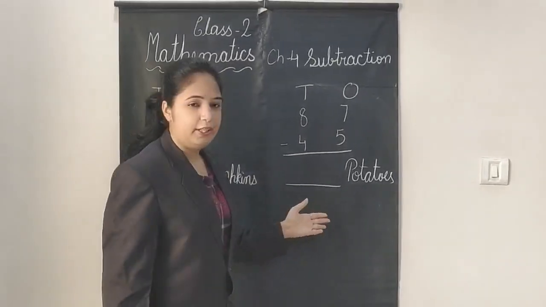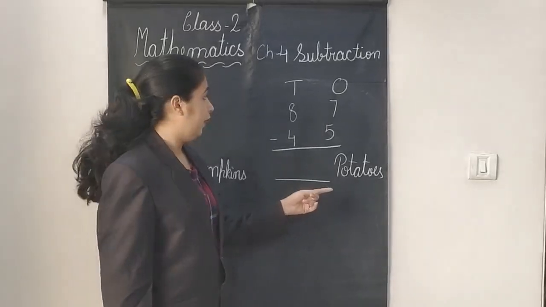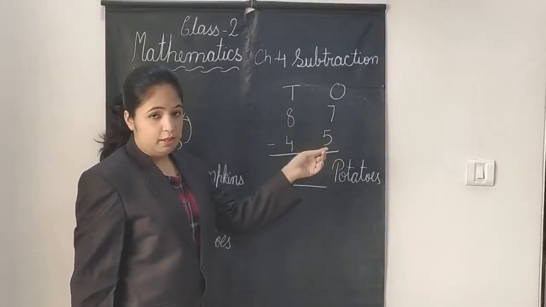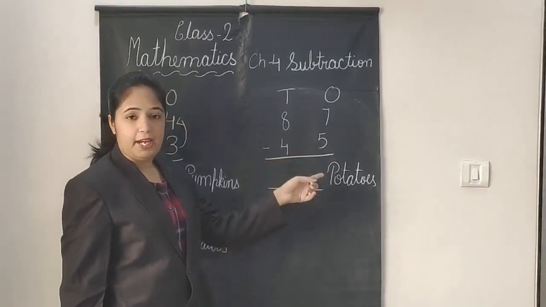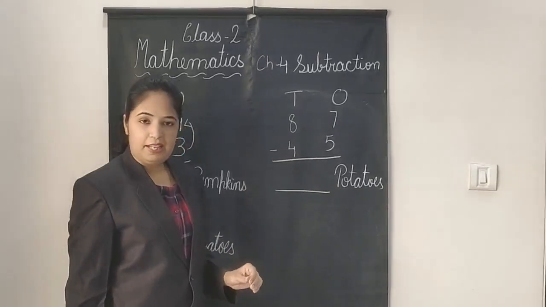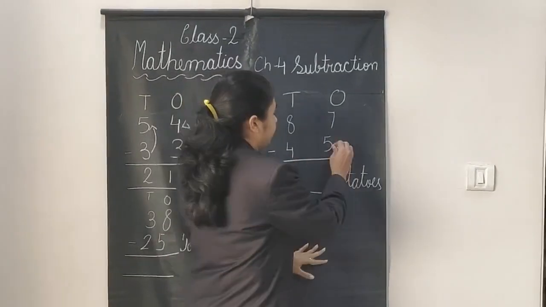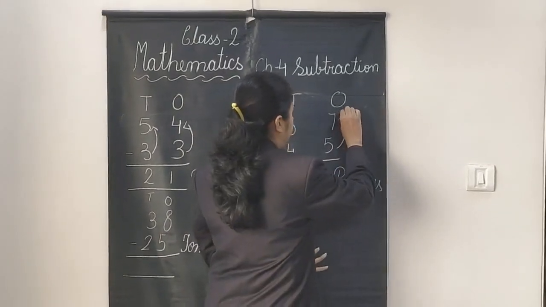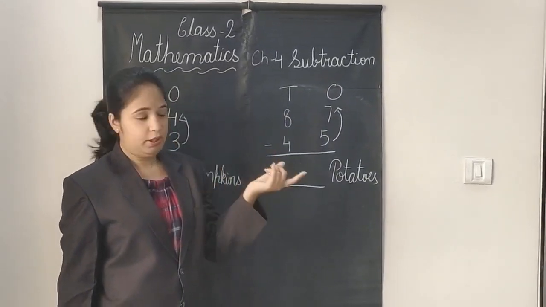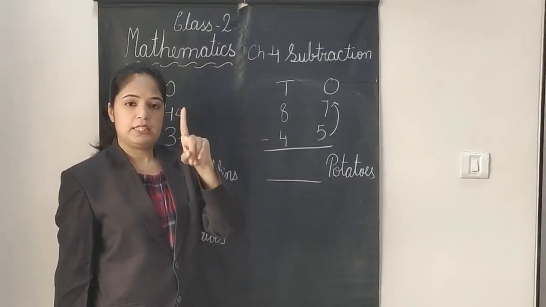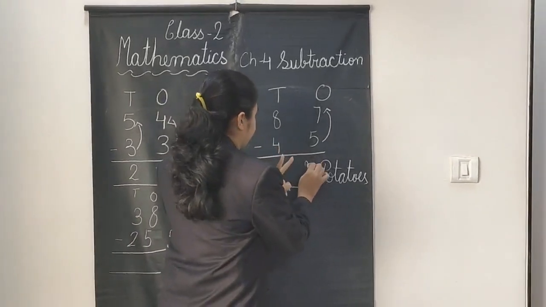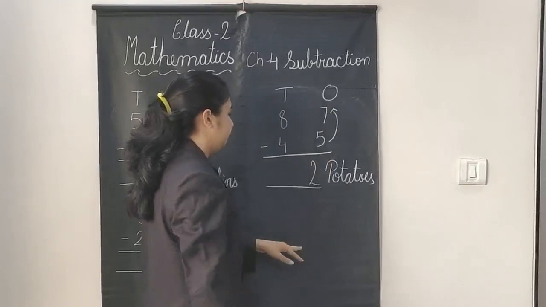Now moving forward to the next vegetable, which is potatoes. The total number of potatoes is 87. How many sold? He sold 45. Now we have to find how many potatoes are left. After 5 till 7, we have to count and stop at 7. 5 is already there. After 5 we count 6 and 7. So 2 on my fingers. I will write 2 at the one's place.